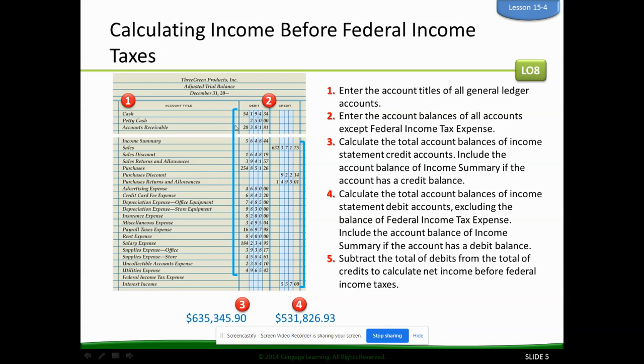This bracket is in the wrong spot. It should only go up as high as income summary. You would not include cash, petty cash, or accounts receivable in your totals. So there's your numbers, our debits minus our credits, and that is our income.